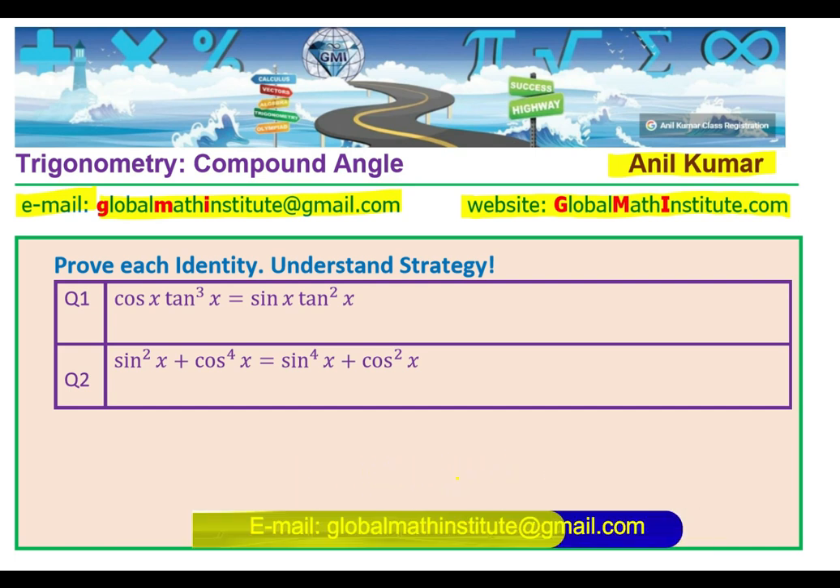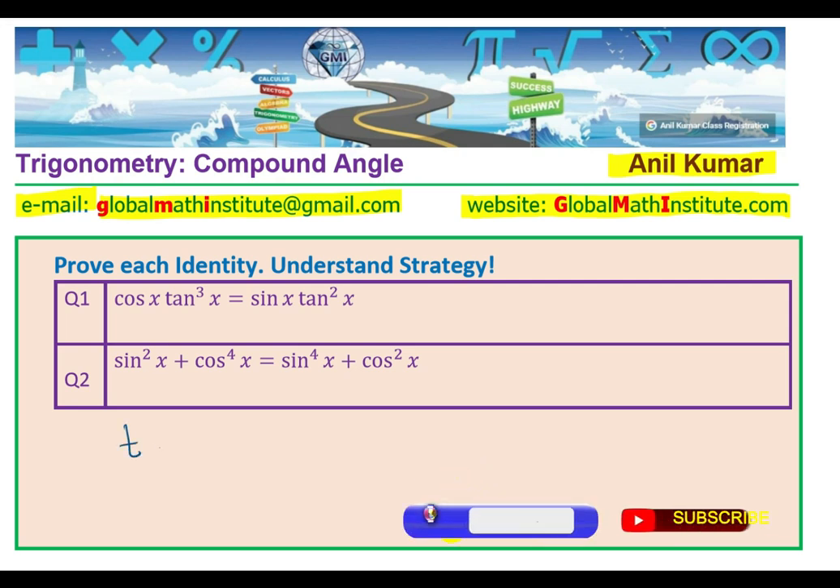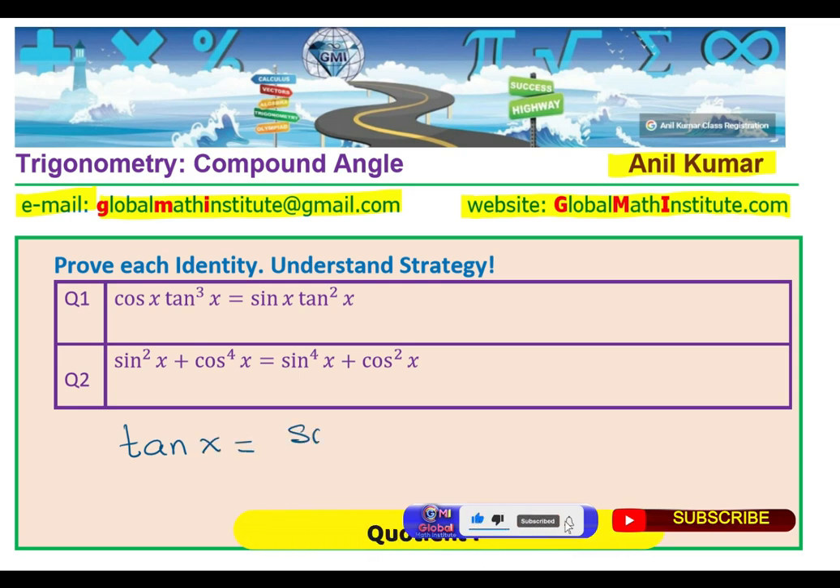Now let us try to prove these identities one by one. First one, cos x tan cube x equals sin x tan square x. We'll use the basic reciprocal and quotient identities. Okay, so you understand the identity tan x equals sin x over cos x. Well, that is a quotient identity.